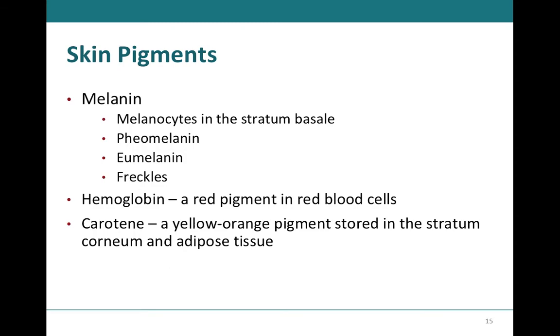Hemoglobin is going to be the red pigment that we find in our red blood cells. So when the skin becomes very flush, maybe a little embarrassment or something, the red blood cells will all rush to the skin, and then you get that flush red looking color. And then finally, keratin is a yellow-orange pigment. It's stored in the stratum corneum and in our adipose tissue as well.